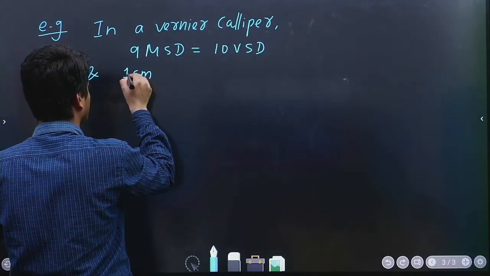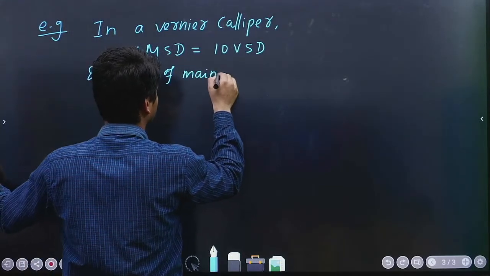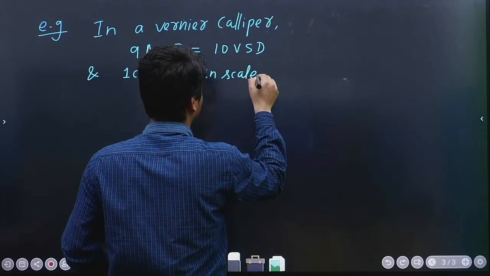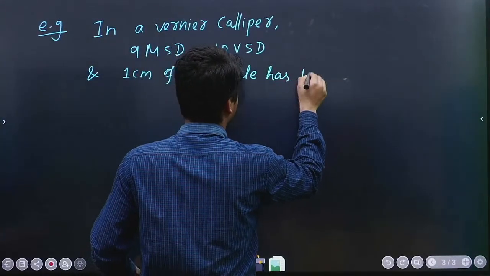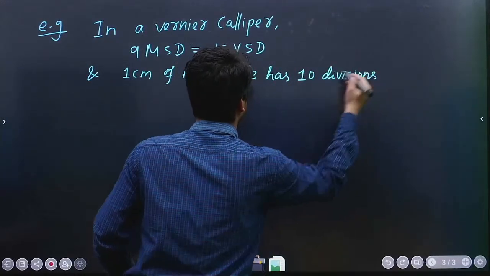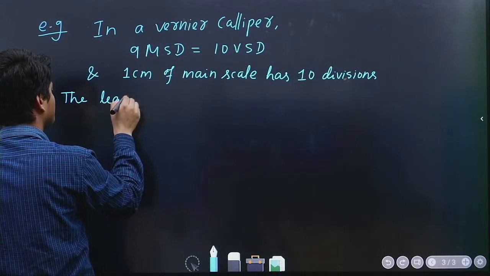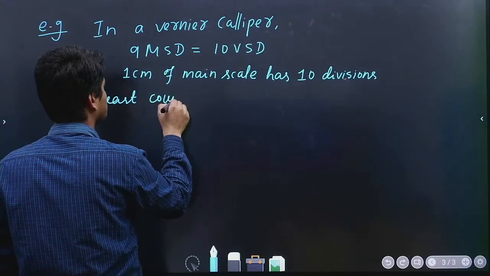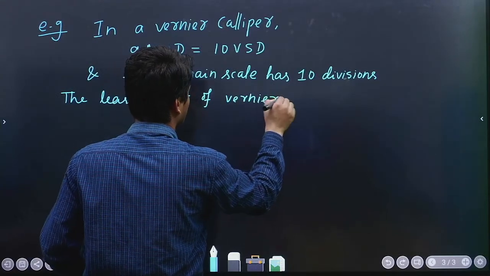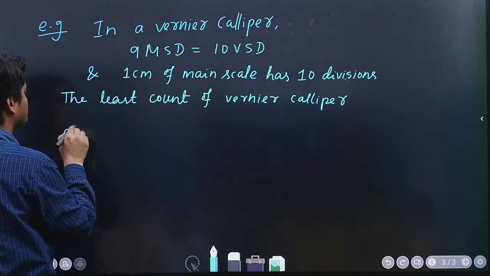And 1 centimeter of a main scale has 10 divisions. How much divisions? 10 divisions. Okay, now the least count of vernier caliper. The least count of vernier caliper. So find here.